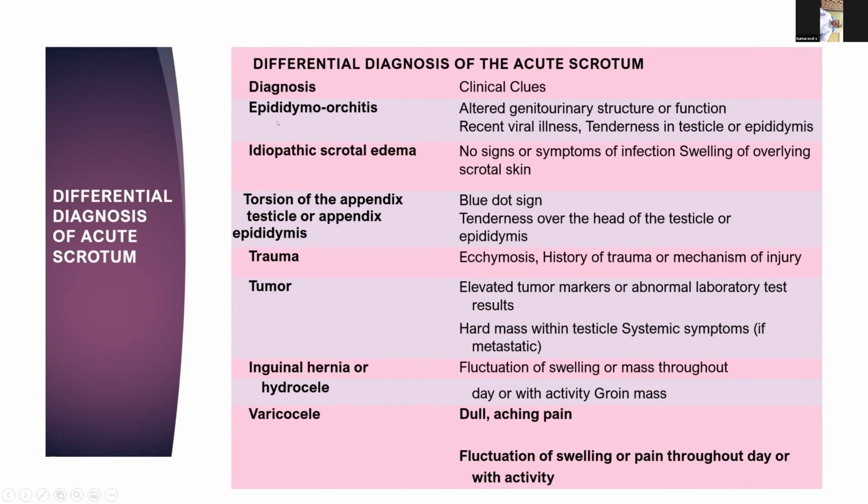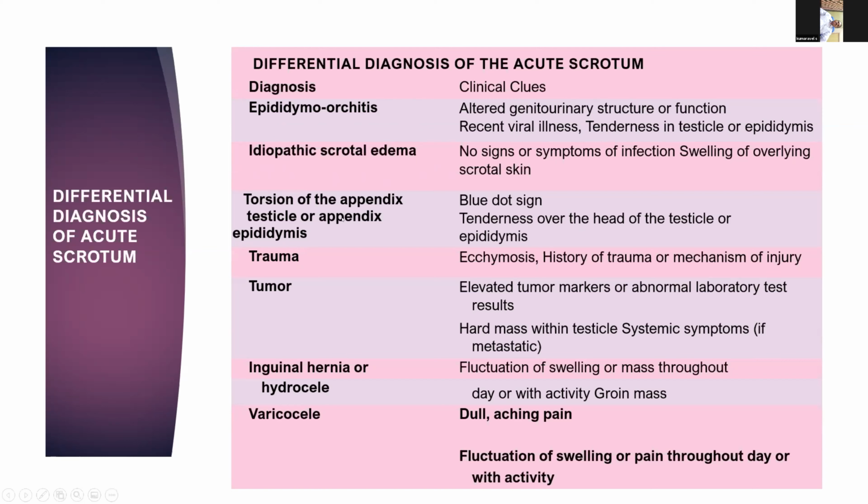The other differential diagnoses of testicular torsion are given here, and the clinical clues: with epididymo-orchitis, a known case of genitourinary abnormality or recent viral illness may be present. If there is urinary tract infection, it may be related to that also. Idiopathic scrotal edema is, however, painless and there are no signs of infection. However, it is quite swollen up.